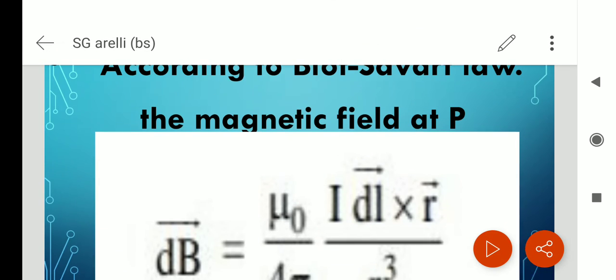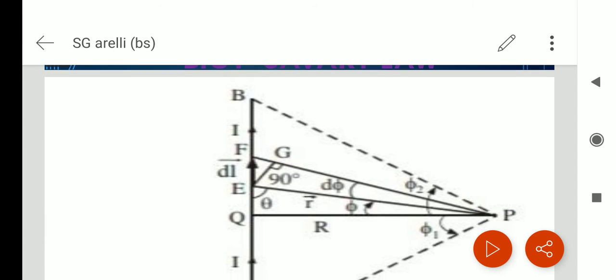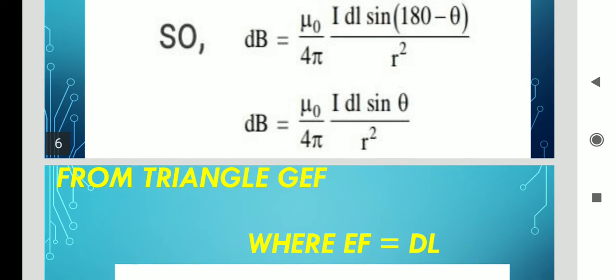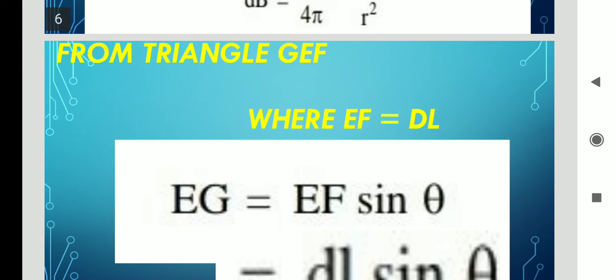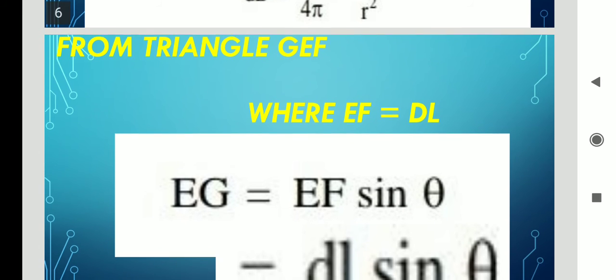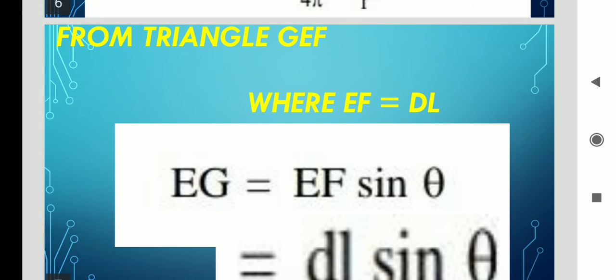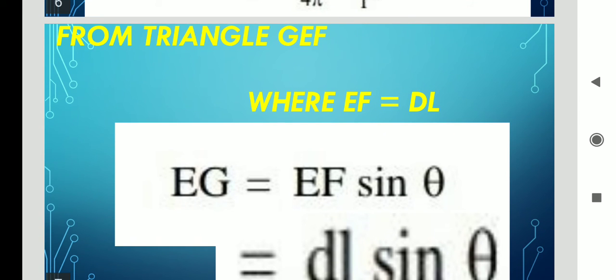From the same figure, consider triangle GEF, where EF equal to dl. This is also a typing mistake, that must be dl. The length of the element is dl, small dl. You must consider this as small dl, not capital DL. In the triangle GEF we assume that EF equal to dl, small dl, not capital letters.